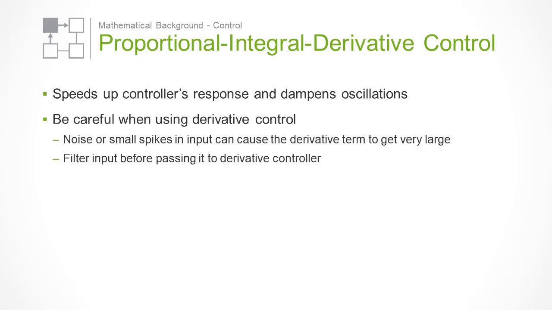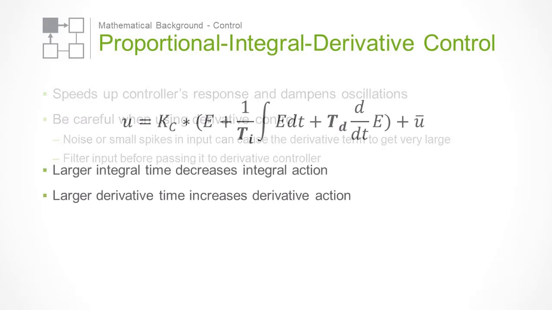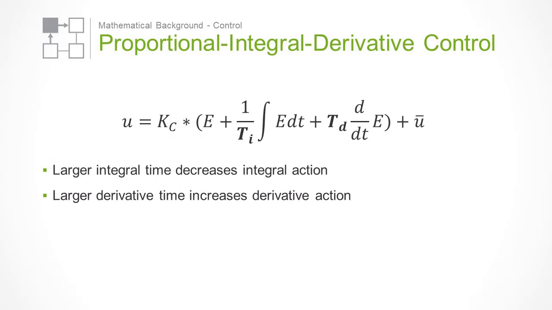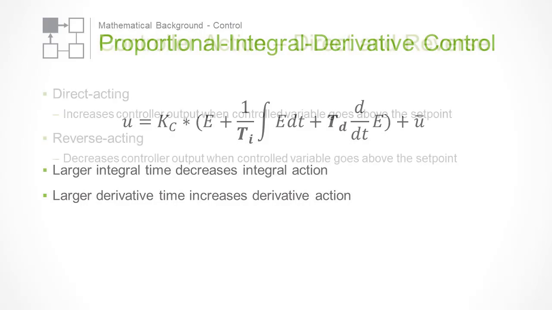The processes that we are working with have relatively fast response times, so we will not be using derivative control. By convention, the integral and derivative terms are also multiplied by the KC term. The integral term is divided by the integral time, Ti, and the derivative term is multiplied by the derivative time, Td. A larger integral time will decrease the integral action. A larger derivative time will increase the derivative action.